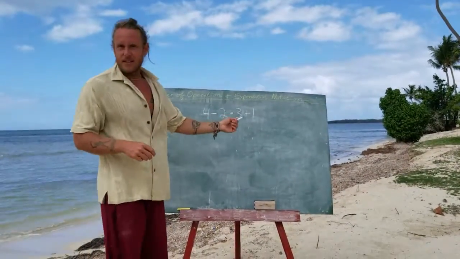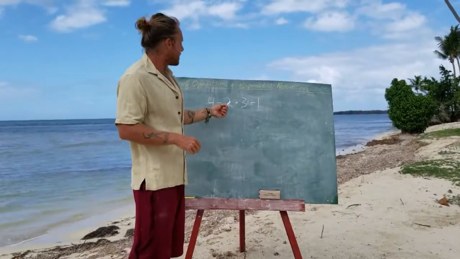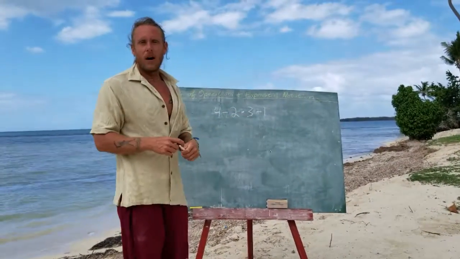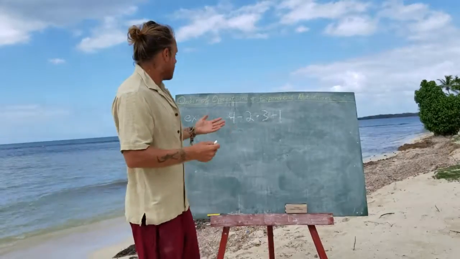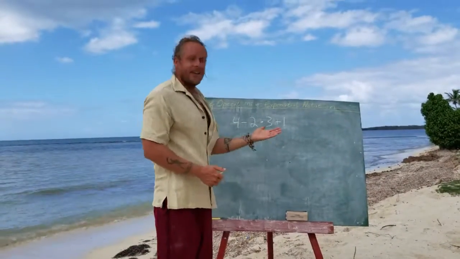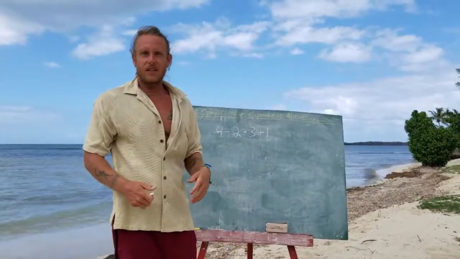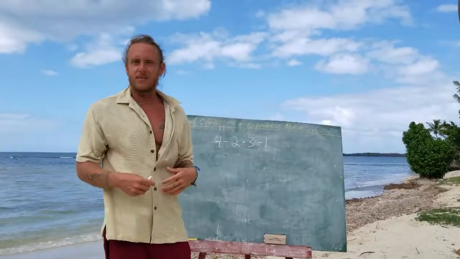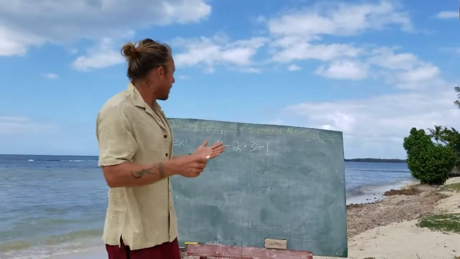Let's evaluate this expression. We have 4 minus 2 times 3 plus 1. Well, what's the answer? All of these individual operations and numbers are sufficiently easy for us, I think, at this point in our mathematical career. So what is our answer?